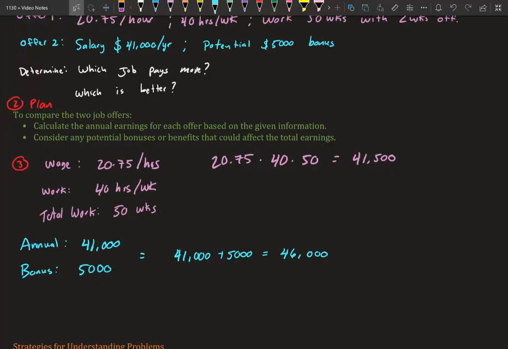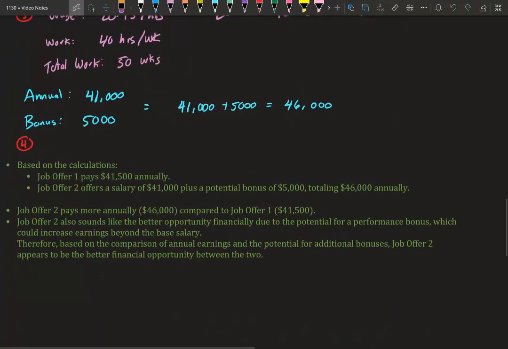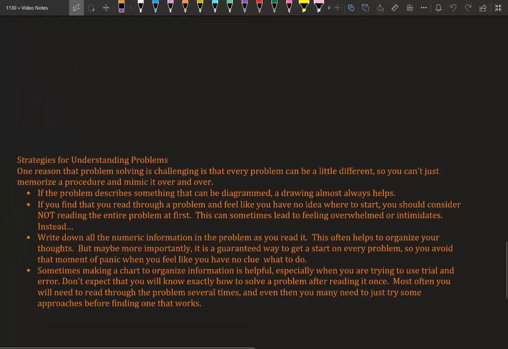Let's check our answer. That's step 4. So job offer 1 is 41,500 annually. Job offer 2 is 41,000 with $5,000 bonus, so that's 46,000 annually. Job offer 2 pays more annually compared to job offer 1. Job offer 2 also sounds like a better opportunity financially due to the potential for a performance bonus which could increase earnings beyond the base salary. Therefore, based on the comparison of annual earnings and the potential for additional bonuses, job offer 2 appears to be the better financial opportunity between the two.